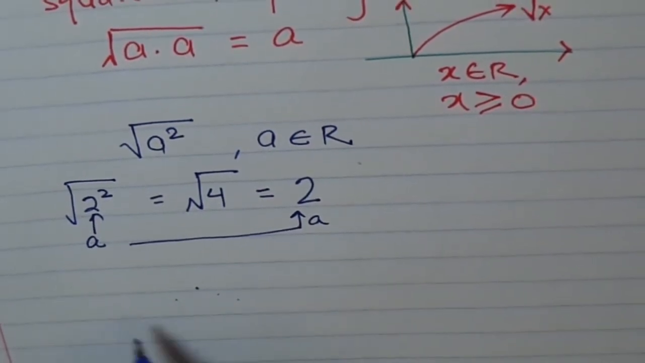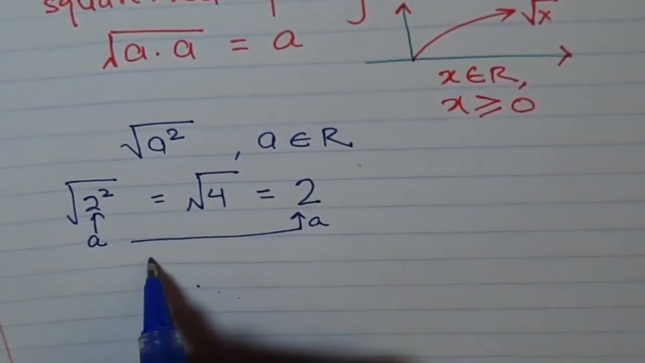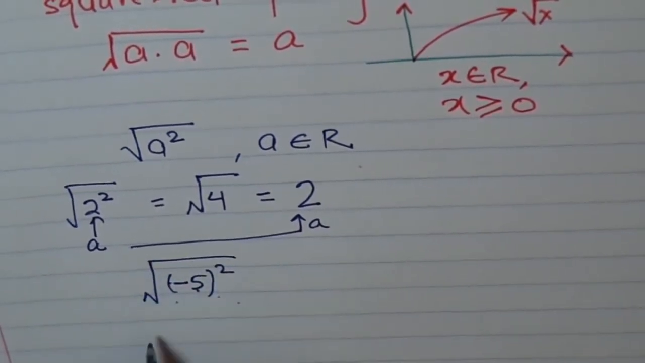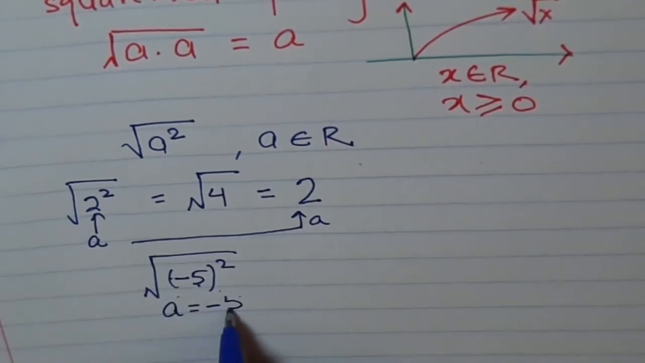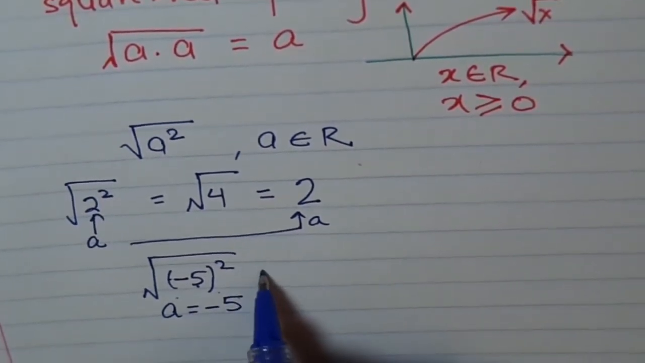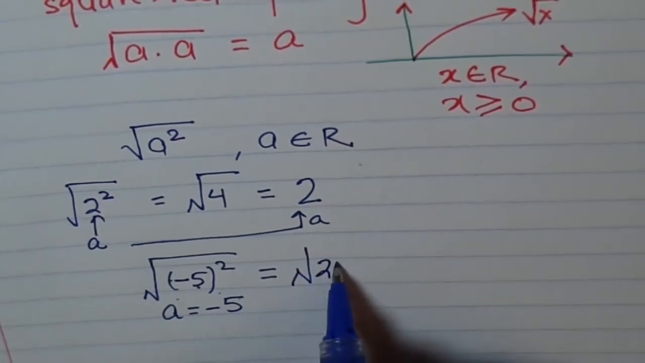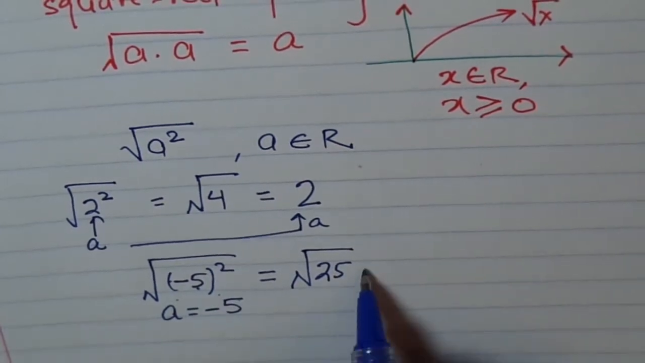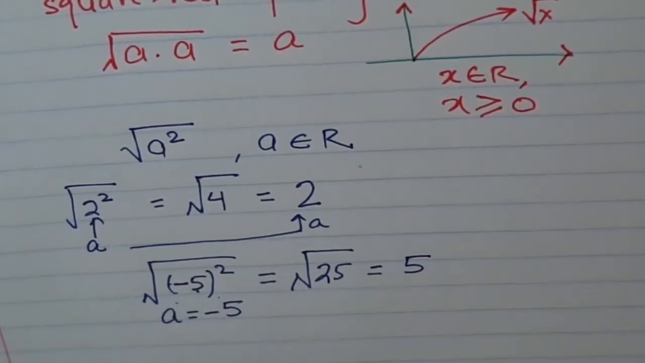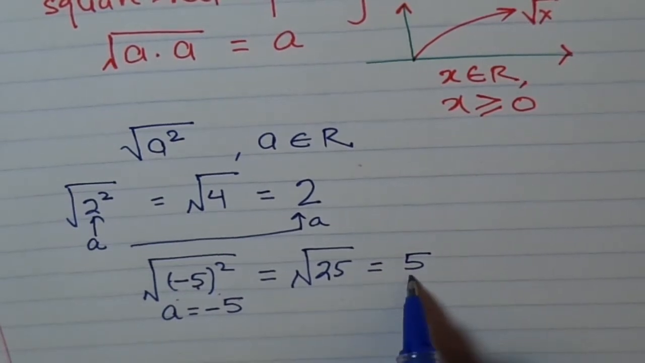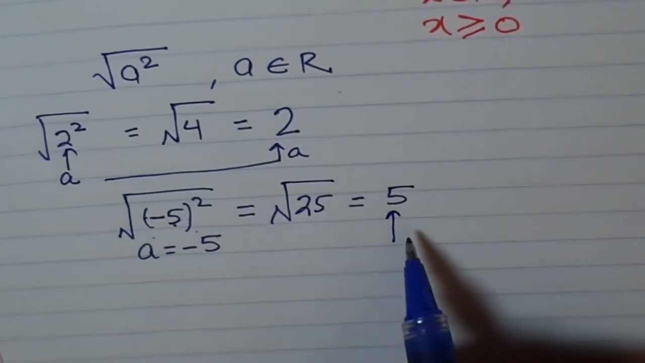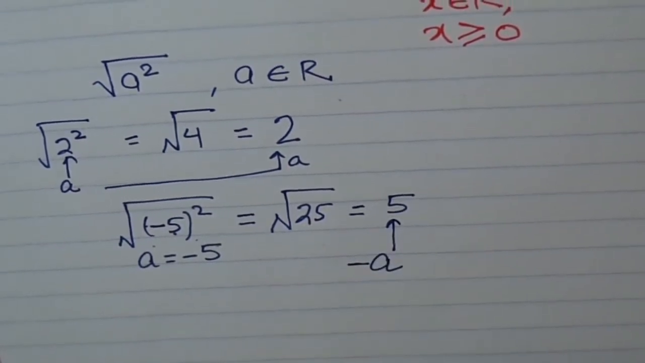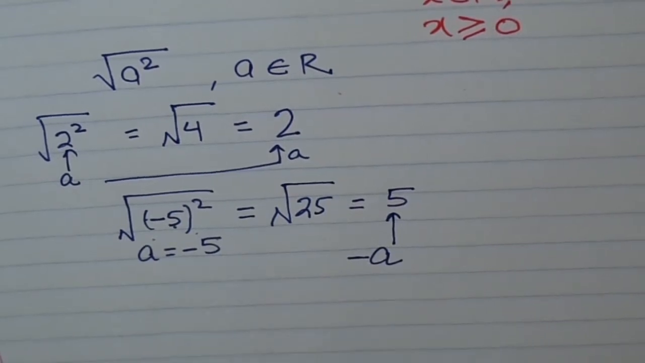Now let's take a negative number. Let's say 5, and let's do the square root of minus 5 square. Now what is a for us? A is equal to minus 5. Now this square root is equal to the square root of 25, correct? Because minus and square will become plus. And we get an answer 5. Now what is the result? Is it a? No, it's minus a, the negative of the previous value.